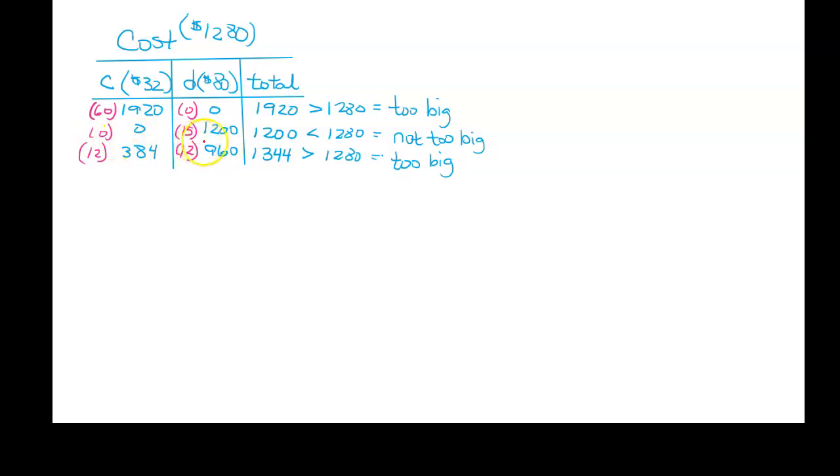And then if we look at the all dog combination, 0 cats and 15 dogs, that would cost $1,200, which is less than the $1,280 that they have available to spend. So that would be not too big. And so if we were going to plot 0-15, we would plot that in a second color.